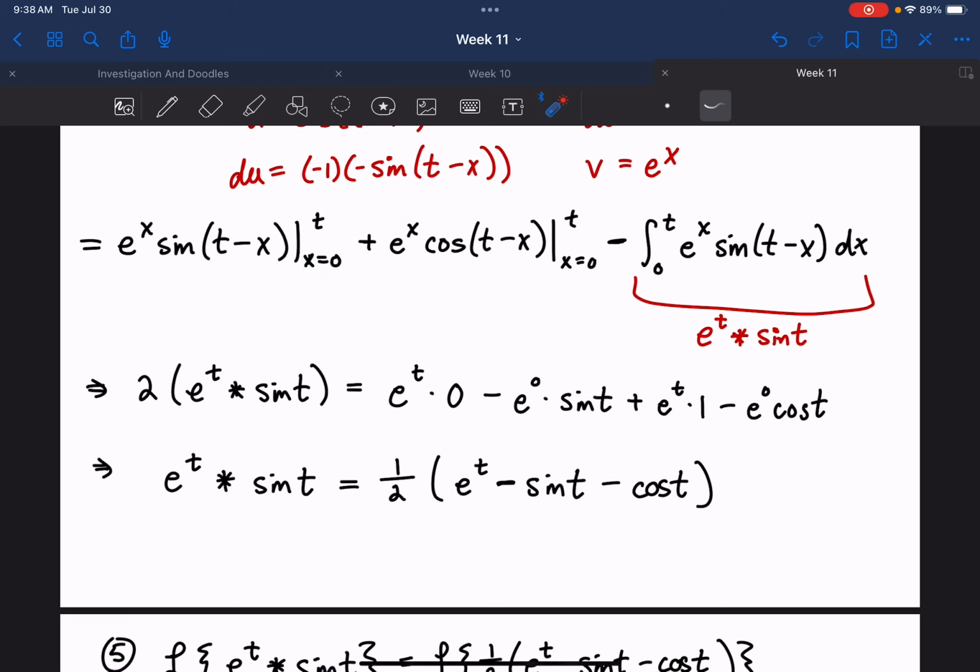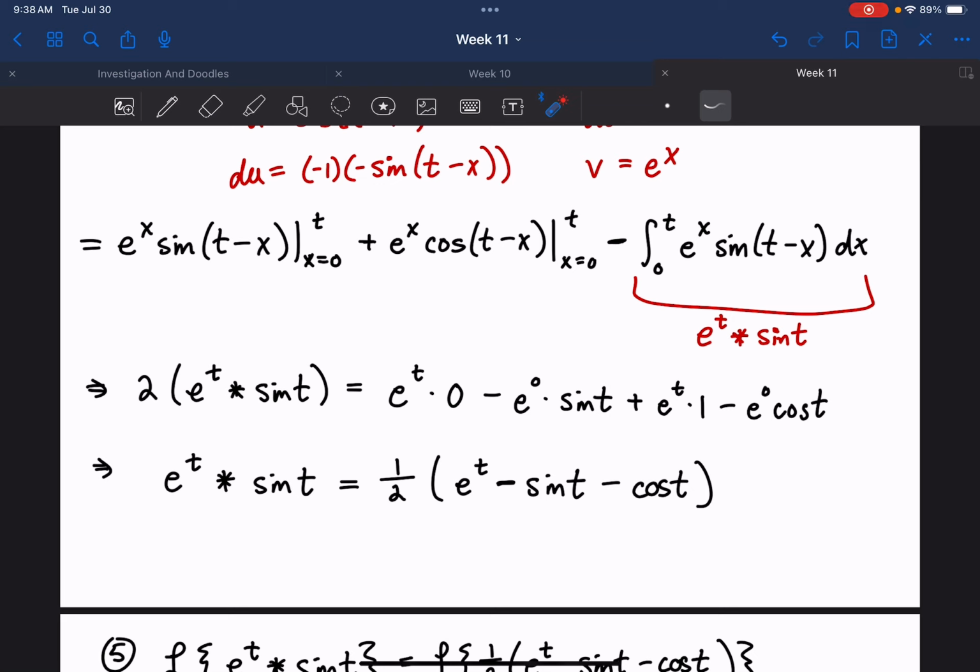right? Plugging in x equals t, we get e to the t sine of 0, which is 0. Plugging in x equals 0, you get e to the 0 sine t, which is negative sine t. Plugging in x equals t, you get e to the t cosine of 0, which is 1. So you get e to the t. And then plug in x equals 0, you get e to the 0 cosine t.